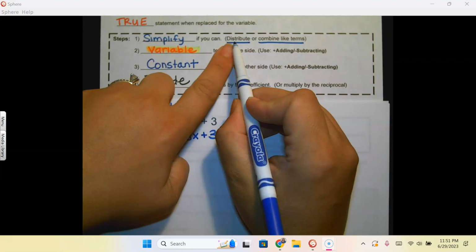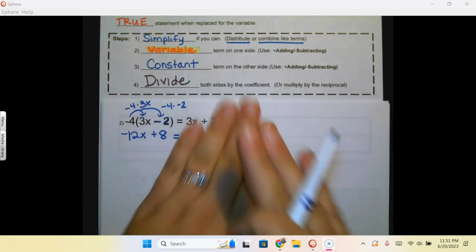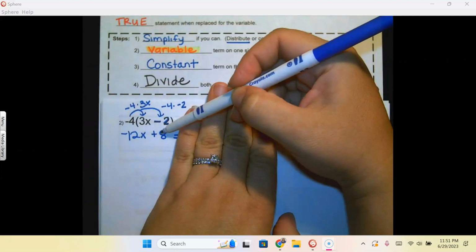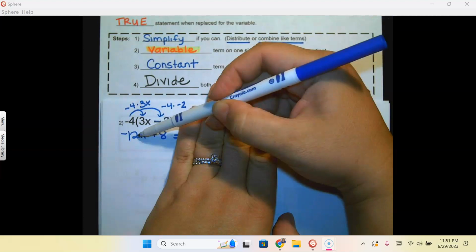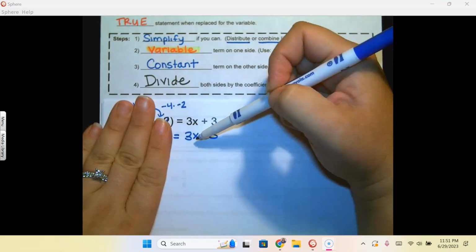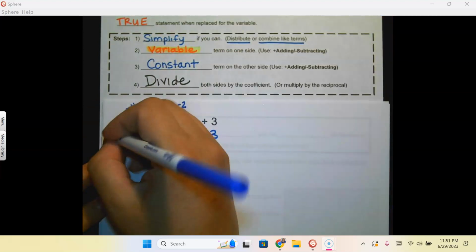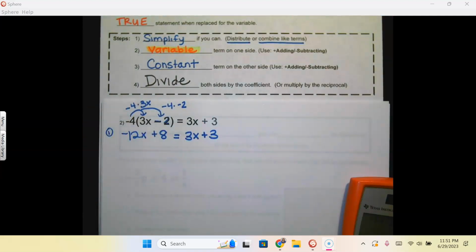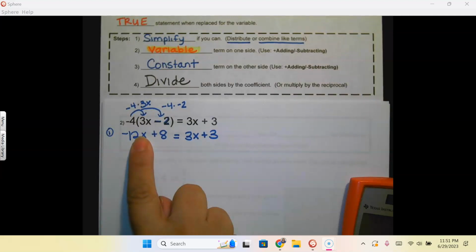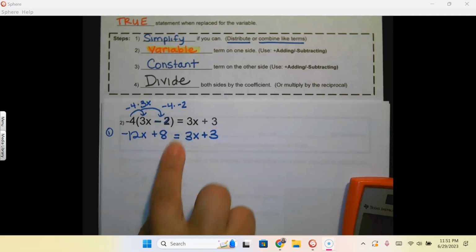So we have distributed and then combined like terms. If we look at the left side of this equation, we can't add these together because one has an x and one doesn't. If we look at the right hand side, same thing. So we are done with step 1. Step 2 is we want the variable on one side, and in step 3, the constant on the other side. So I only want one variable in the problem. So there's an issue here. We have a 3x and we have a -12x, and they're on opposite sides of this equal sign.